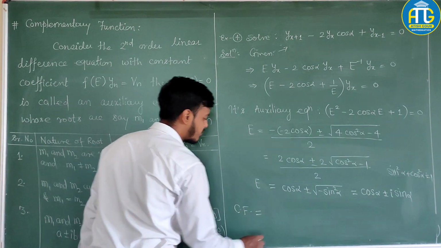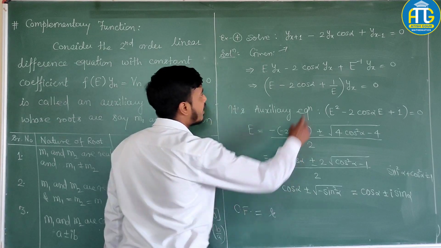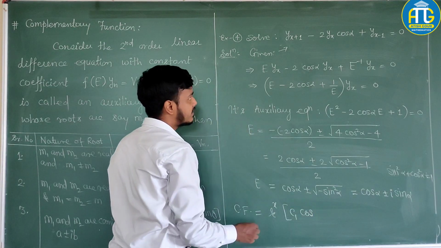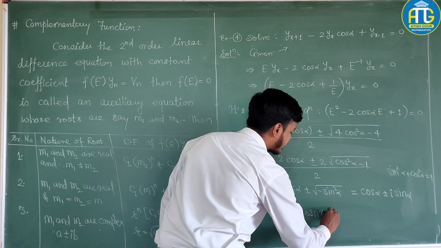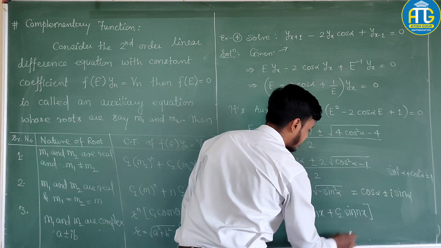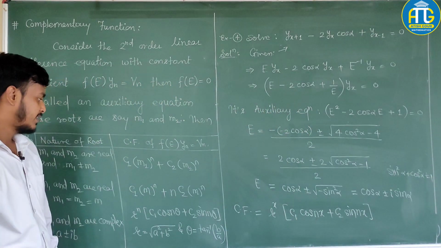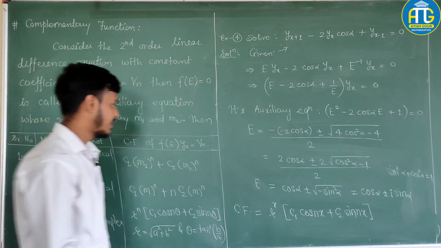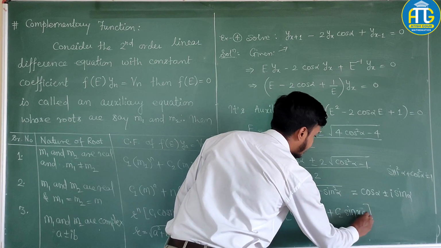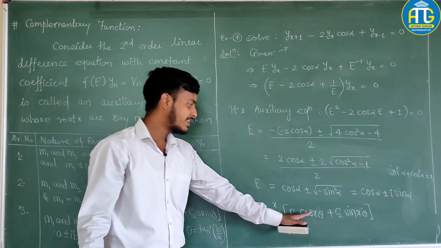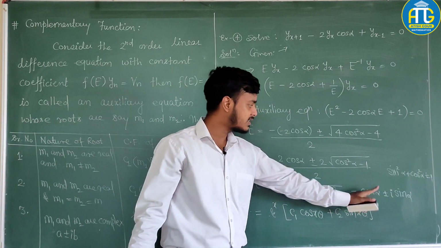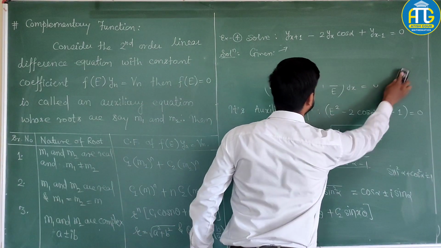My complementary function would be r to the power x, c1 cos nx plus c2 sin nx. Okay, c1 cos x theta plus c2 sin x theta. Now I need to find out here this value of r, that is the magnitude of this, and this theta, the argument of this. So let me find out here only.